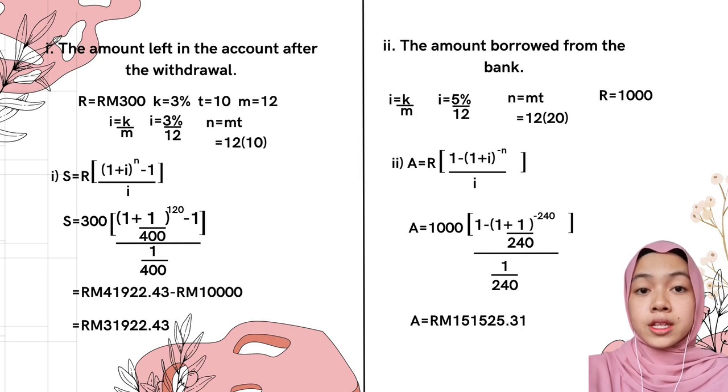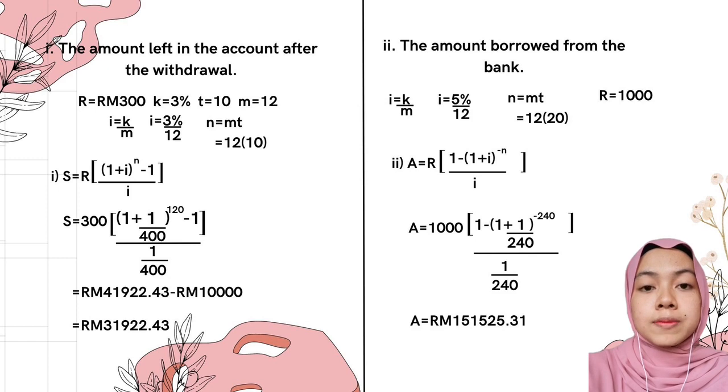Based on the question given, we have R equal to 300 ringgit, k equals 3%. Our time given is 10 years. The frequency of the interest compounded is 12, and i equals k over m, which is 0.03 divided by 12, equal to 1 over 400, and n is equal to m multiplied by t, hence we need to multiply 12 with 10 and we get 120.